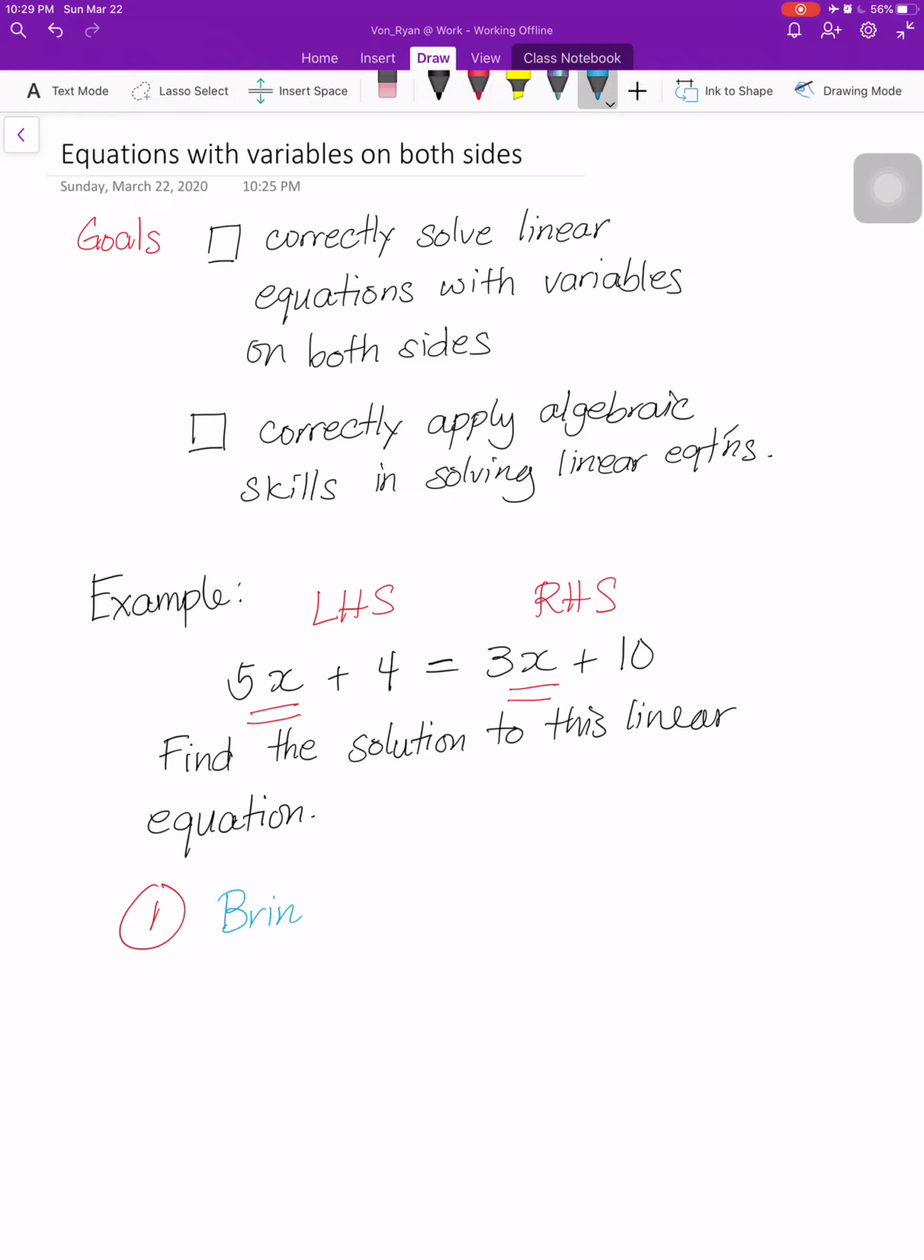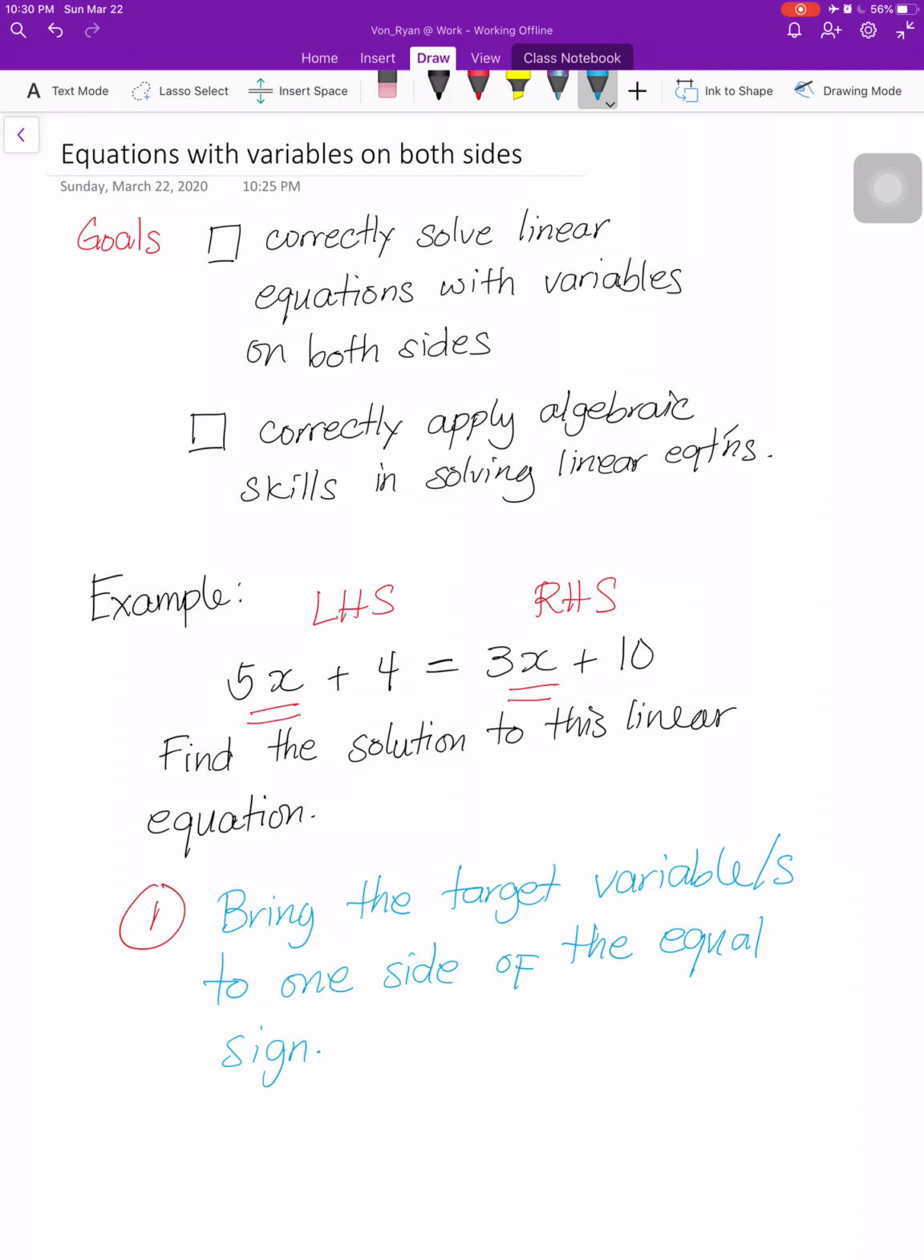bring the target variable, which is the one that you're looking for, to one side of the equal sign. Okay, so that's your first goal. So bring the target variable or variables, if it's present on both sides, to one side of the equal sign. So what you want to do is to either transfer 3x to the left hand side, or transfer 5x to the right hand side. In this case, I usually prefer to bring it to the left hand side.